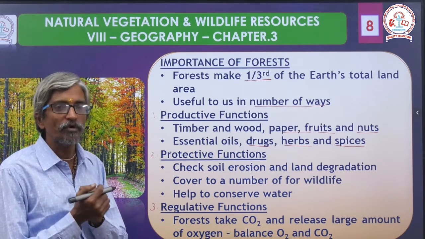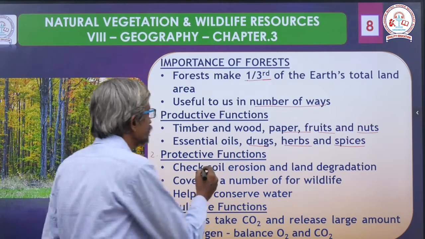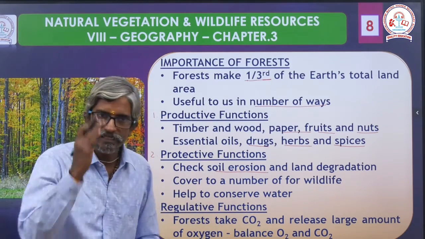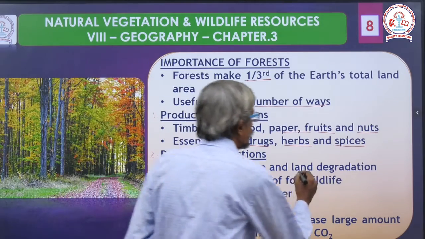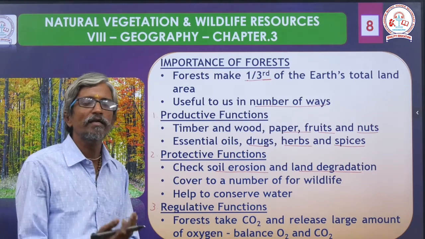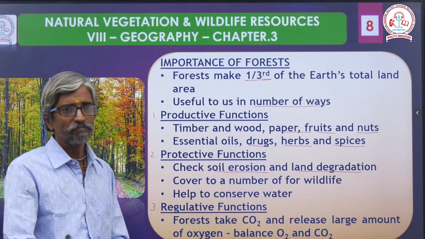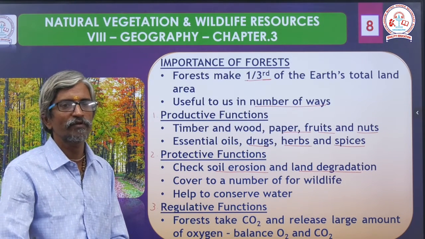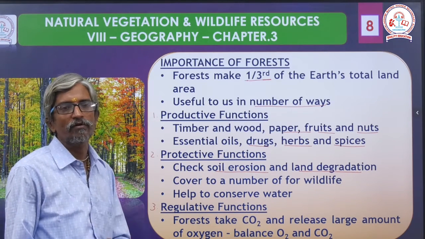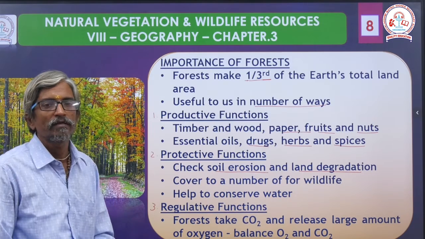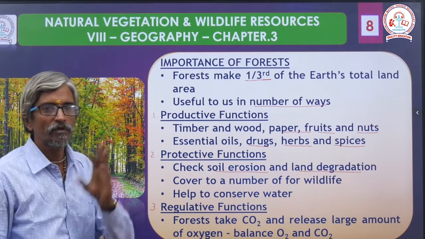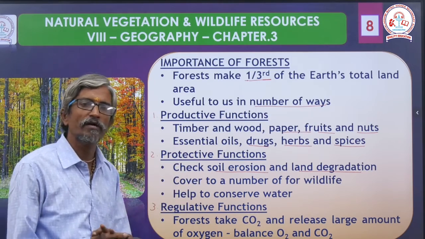Next one is protective. It checks soil erosion and land degradation. If we cultivate again and again in a particular land, surely the soil will lose its fertility and become infertile. So, forest alone protects the region from degradation. So, number 1 is to check soil erosion and also land degradation.